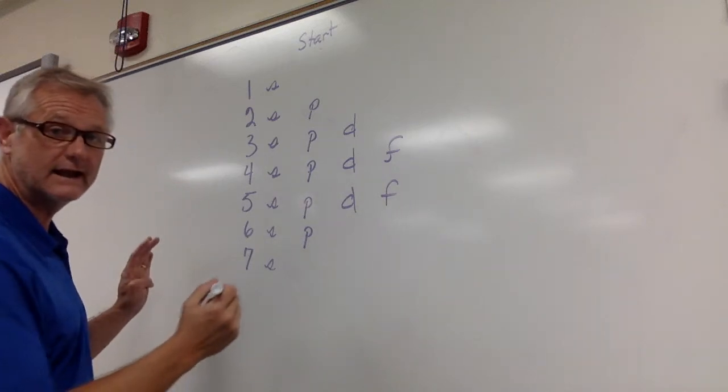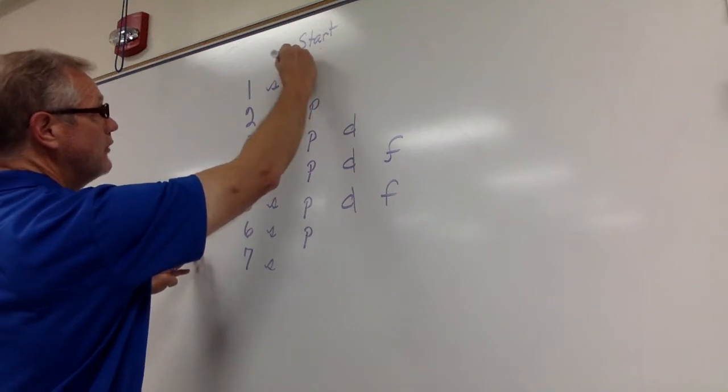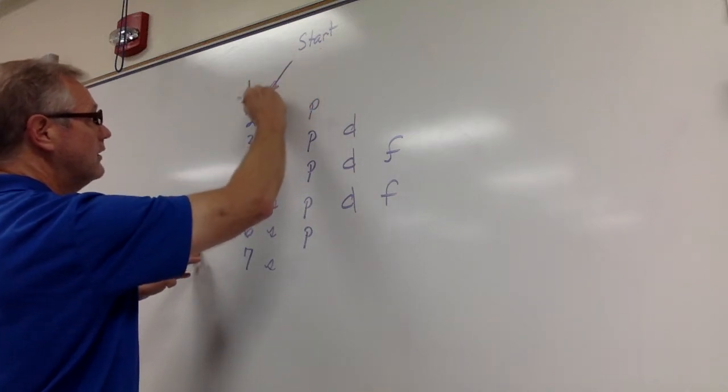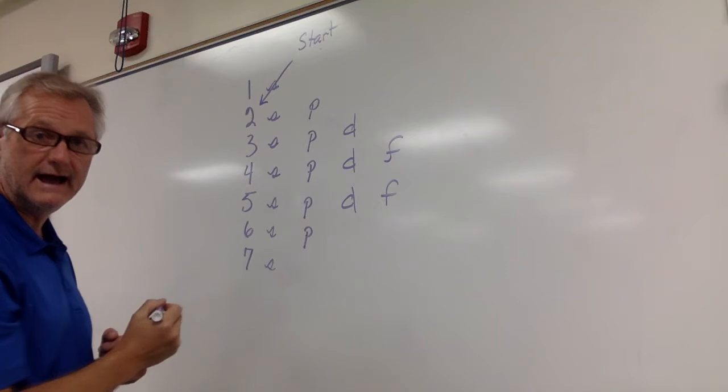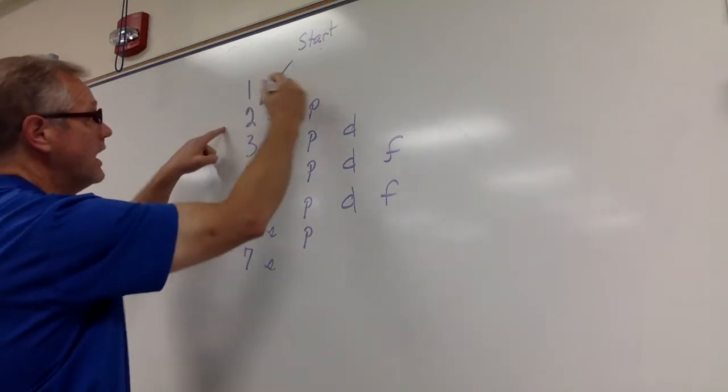So let's go back and let's look. So I'm going to start up here, and I'm going to draw a line at a diagonal, and I'm going to put an arrow on the end of it. So that's 1.